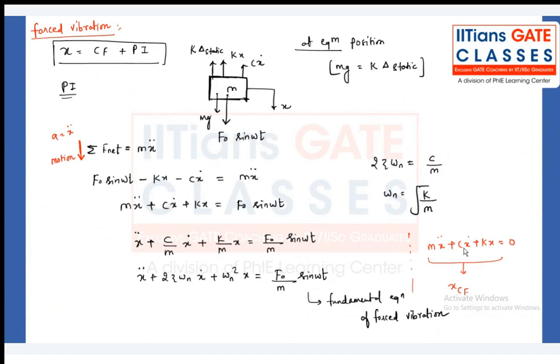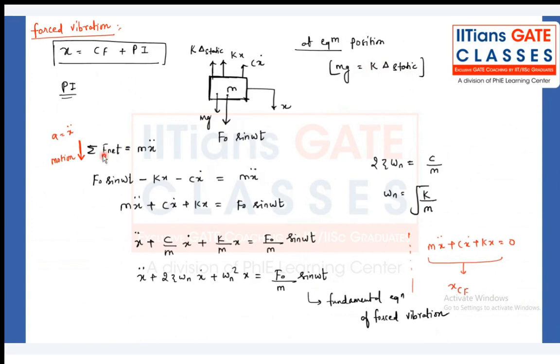Observe very carefully, guys. There is a mass, and you can see F naught sine omega t acting in the direction of displacement. The force mg is balanced by k delta static, which I have written here. At equilibrium, mg is equal to k delta static.